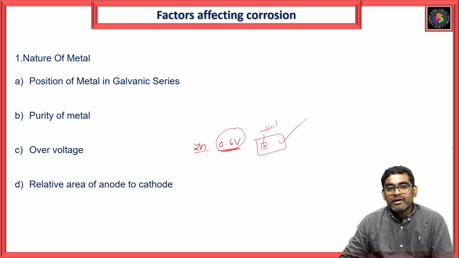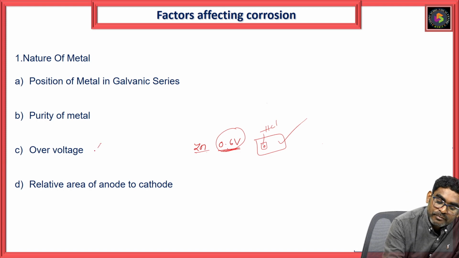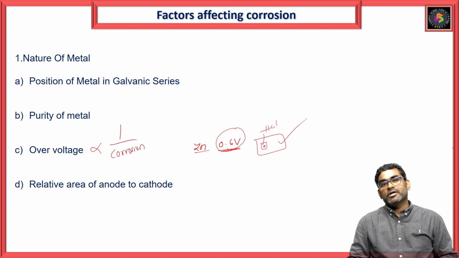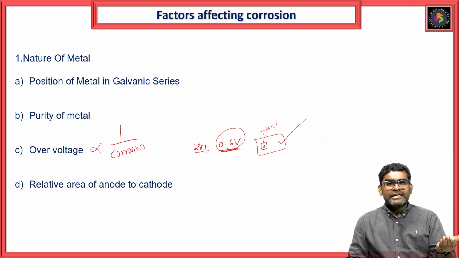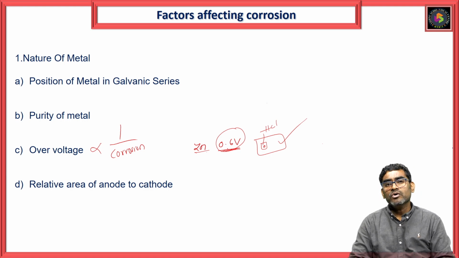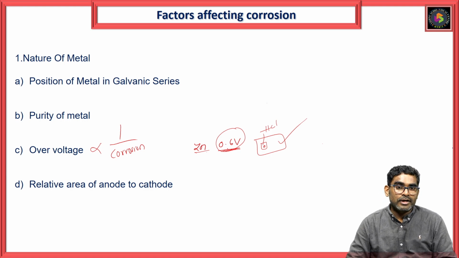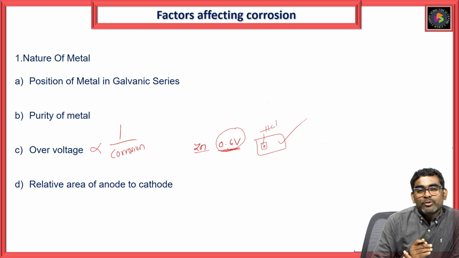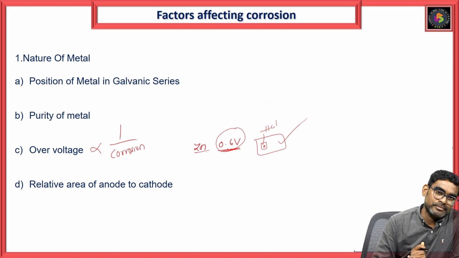So in that way we can say overvoltage of any particular metal is inversely proportional to corrosion. So that is the final conclusion. If overvoltage is more, the rate of corrosion is less. If overvoltage is less, obviously it easily undergoes corrosion. So likewise, overvoltage of a metal also plays a crucial role in deciding the extent of corrosion. And finally, the last one we have is relative area of anode to cathode.